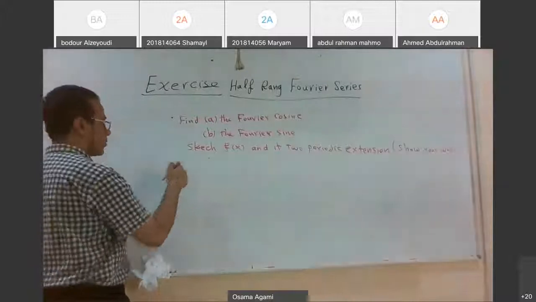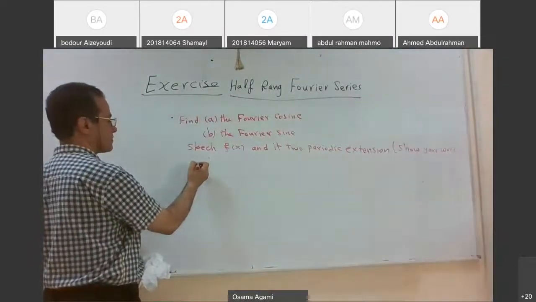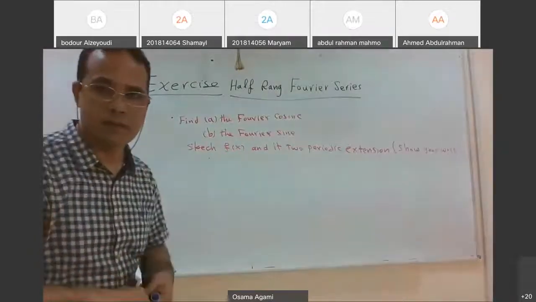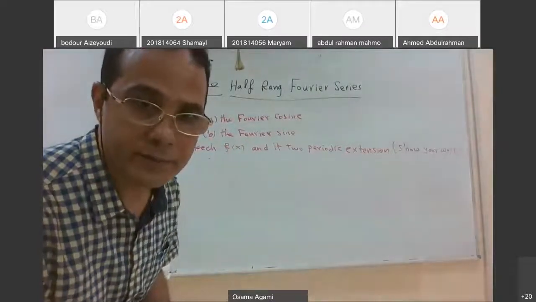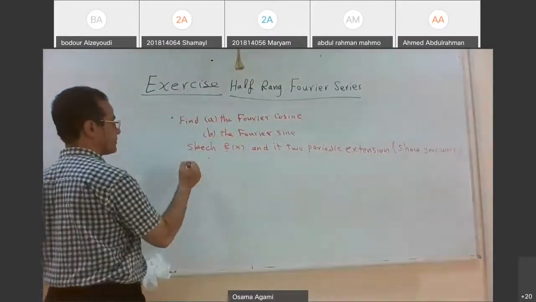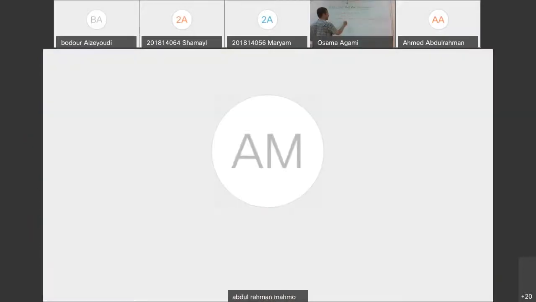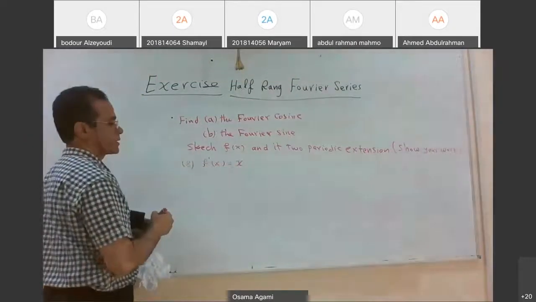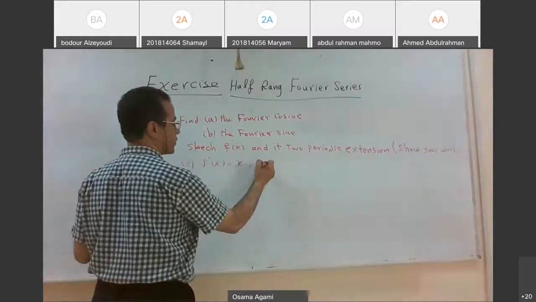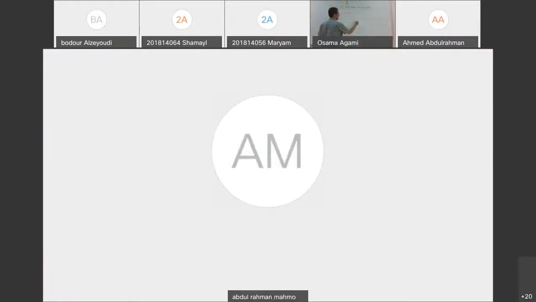Now, which one are we going to choose, Abdurrahman? Number 18. What's the function in 18? f of x equals x. And he gives you x between what and what? 0 and half. Right? Yes. Fine.